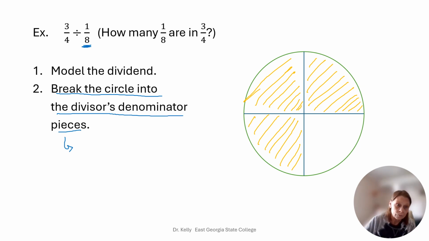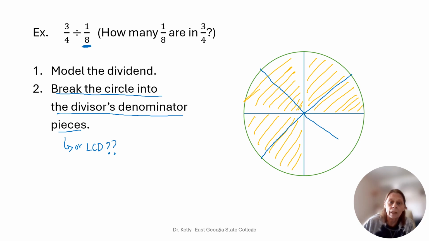Or maybe the least common denominator. We'll see, okay? So here, I can break these guys into eighths by splitting each one of my pie wedges, each one of my quarters, in half to make eighths. Okay, and now that I have eighths, then we need to see how many are in there. How many eighths are in those 3/4?